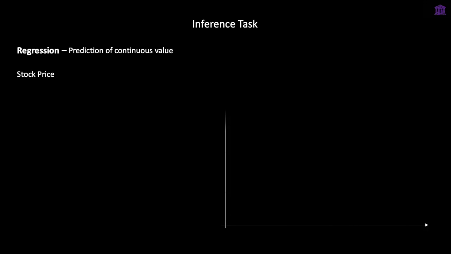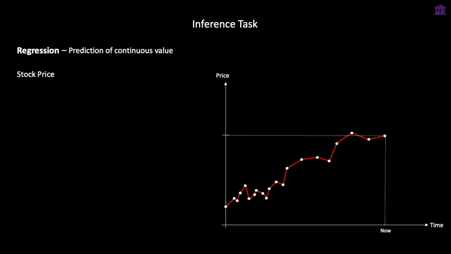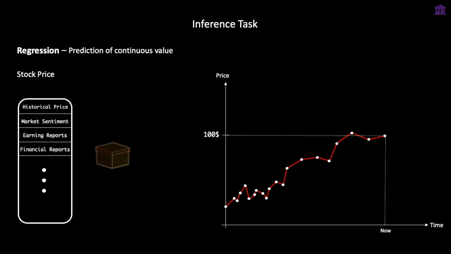One of the most common tasks in inference is regression, the prediction of a continuous value. For example, let's say we want to predict a future price of a stock. Suppose we have this stock price data plotted on a graph. We now use this box in order to make a prediction. If we feed the box historical stock prices, current market sentiment, and recent earnings reports, the mechanism uses that data to estimate a specific number, like a future stock price.